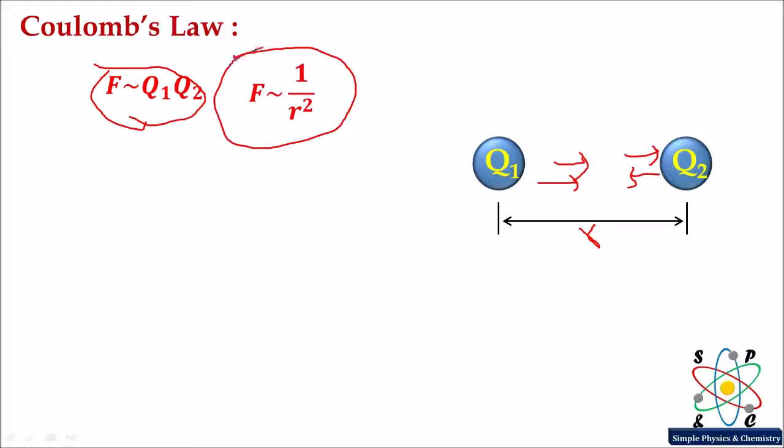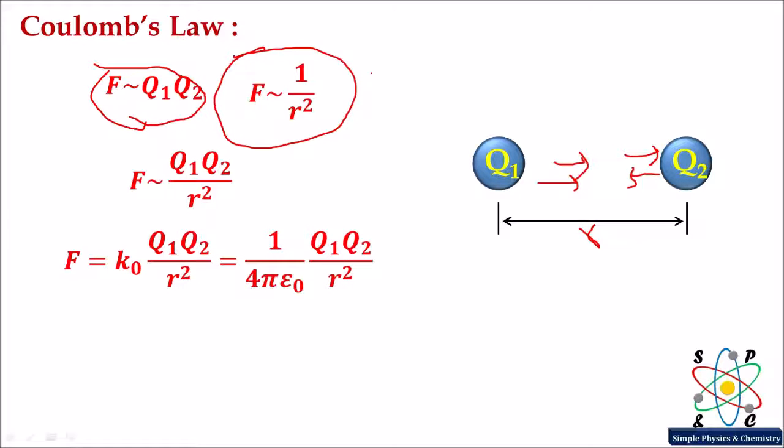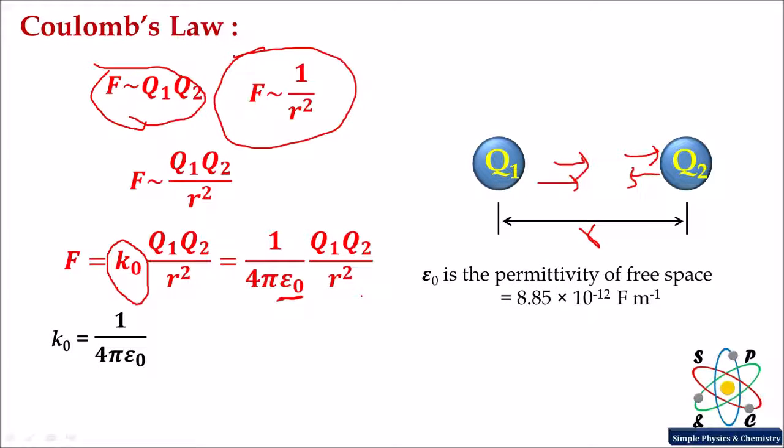Now let us find what will happen if we put some constant here. This is the Coulomb constant k0. It equates the left-hand side and right-hand side, and the value of this constant is 1 by 4 pi epsilon 0, where epsilon 0 is the permittivity of free space, and its value is 8.85 into 10 to the power minus 12 farad per meter.